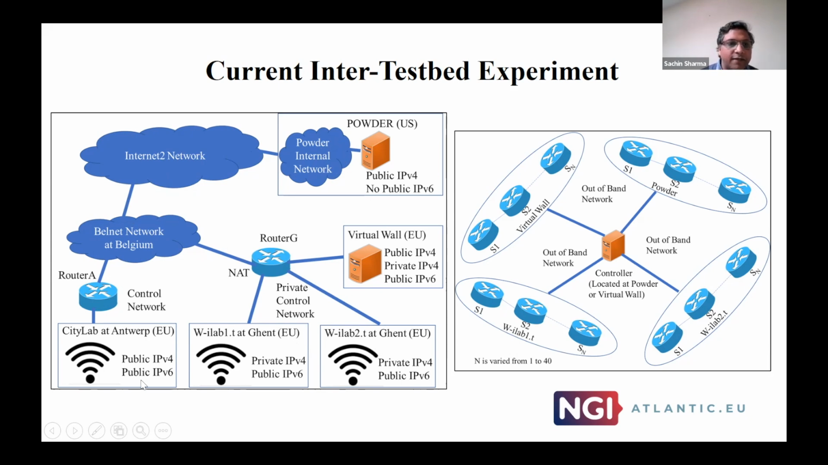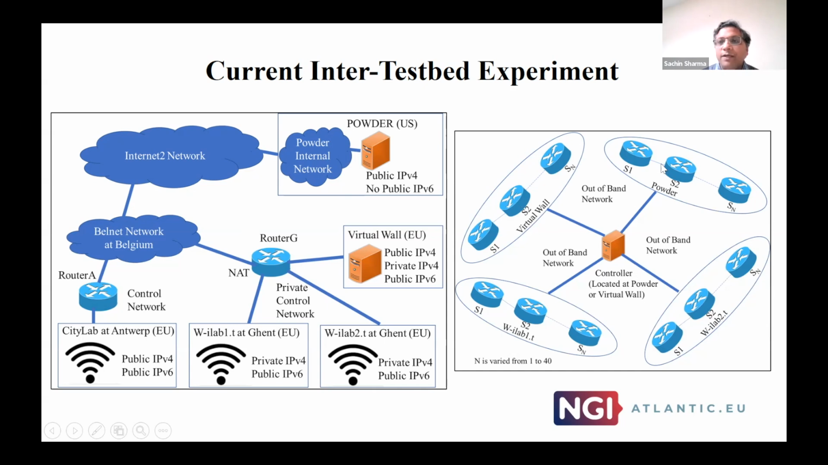Then we found that the CityLab side was difficult because they had a firewall somewhere in the router. So we could not transport UDP and TCP traffic in CityLab, and we could not make CityLab work. The only testbeds we could make work were the virtual wall, YLab's testbed, and the Powder testbed. So we could make this setup.